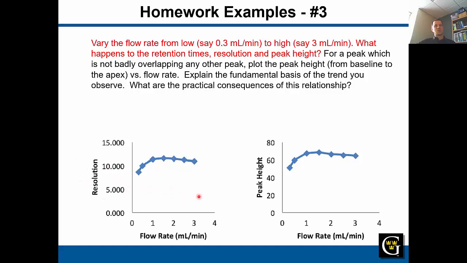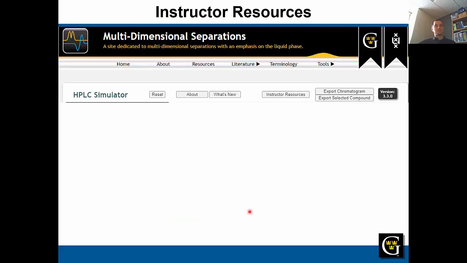Resolution as a function of flow rate goes through a maximum, and that's because the plate height from the Van Deemter equation goes through a minimum as we increase the flow rate. So this again really helps them, I think, make real or more real some of the ideas we discuss in class.